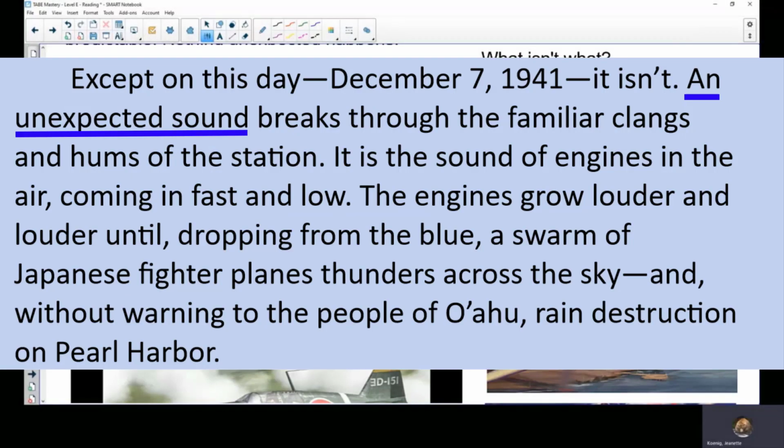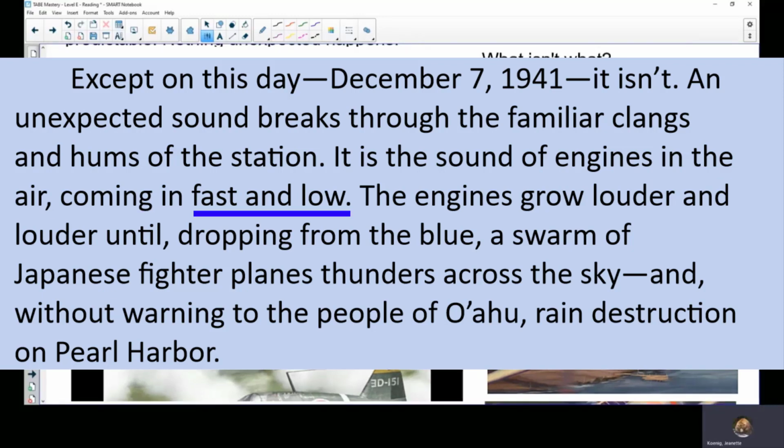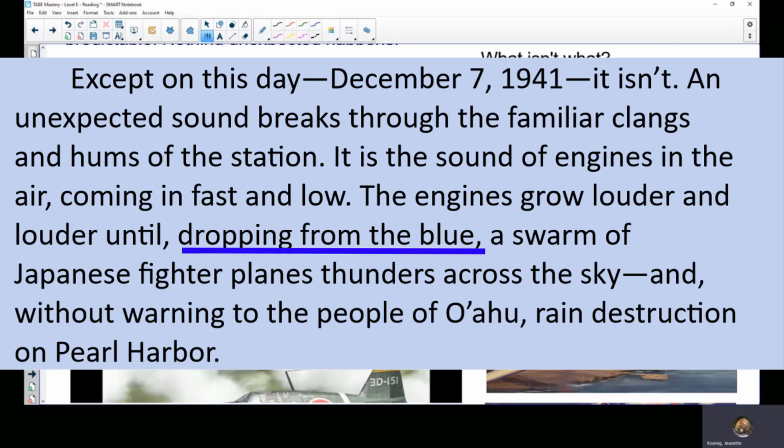What happens? An unexpected sound breaks through the familiar clangs and hums of the station. It is a sound of engines in the air coming in fast and low. The engines grow louder and louder until, dropping from the blue, a swarm of Japanese fighters thunders across the sky, and without warning to the people of Oahu, rain destruction on Pearl Harbor.